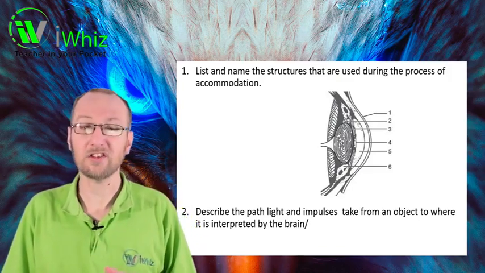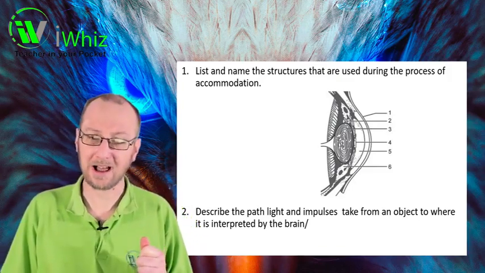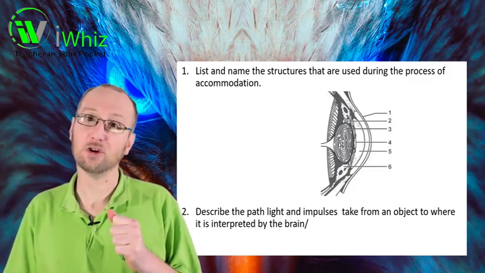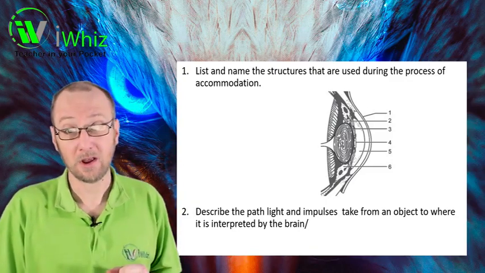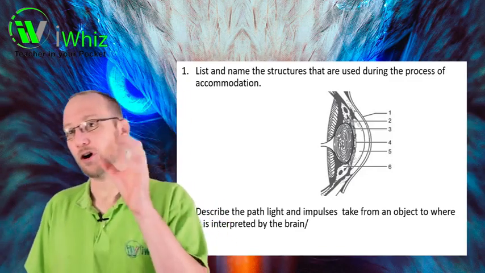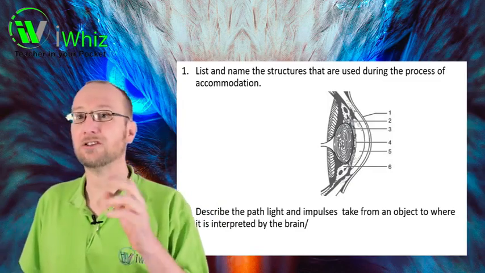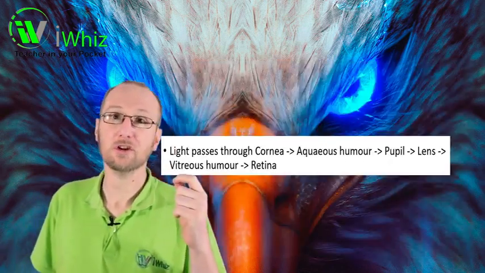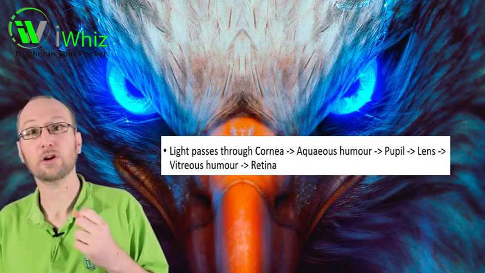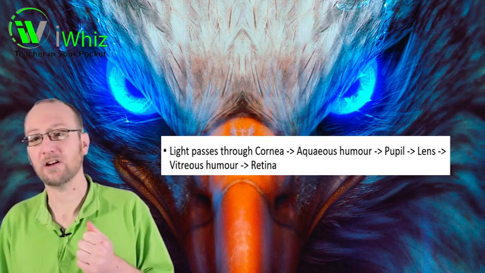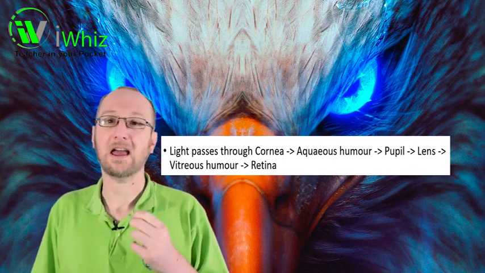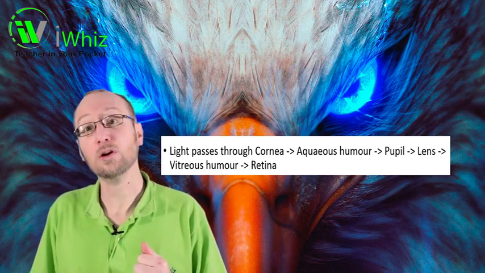Number 2 then says, describe the path light and impulses take from an object to where it is interpreted by the brain. Okay, so we need to think now. We have an object that we are looking at. The light travels from the object through the air and it enters the eye through the cornea. It then travels through the cornea, through the aqueous humor, into the pupil.